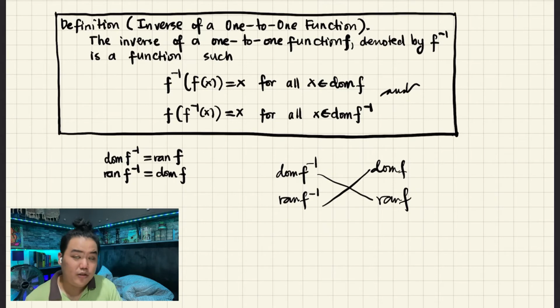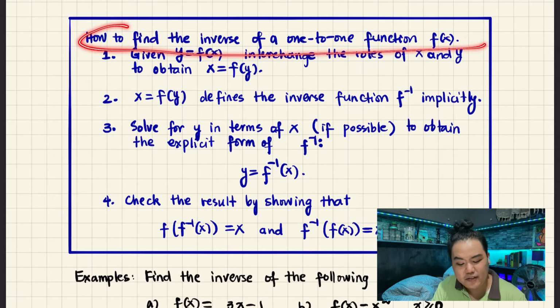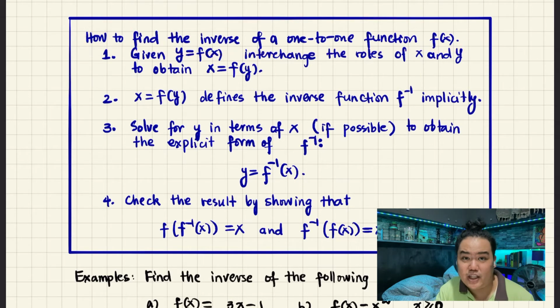So, ang tanong, kapag binigyan ka ng isang one-to-one function, paano mo hahanapin yung inverse ng function na yon? Ito na yung kasagutan sa ating katanungan. So, how to find the inverse of a one-to-one function f of x? Kunyari, f is one-to-one. Okay, so ang given sa iyo, y equal to f of x.